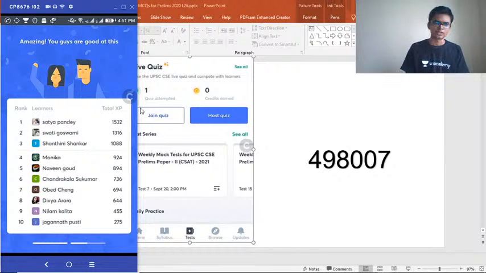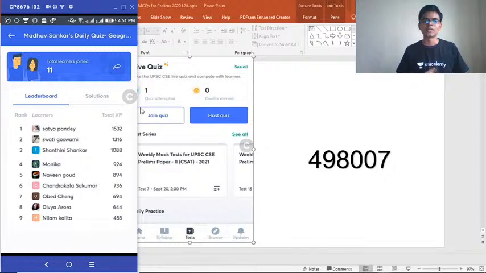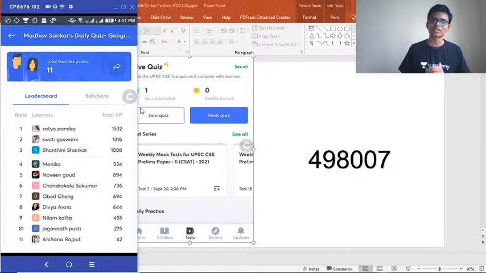Okay. So today's winner is Satya Pandey with 1532 points. Second place for Swati Goswami with 1316 points. And at the third place, we have Shantanu Shankar with 1088 points. Okay, these are the toppers for the day.